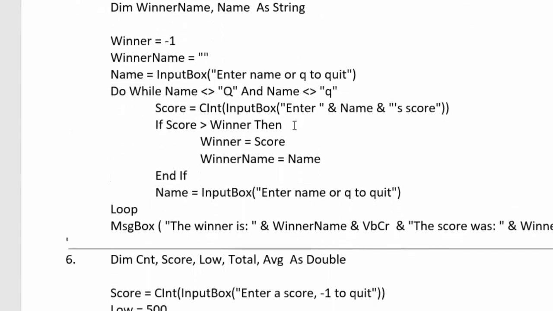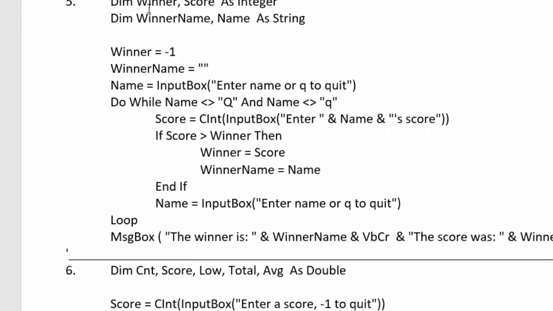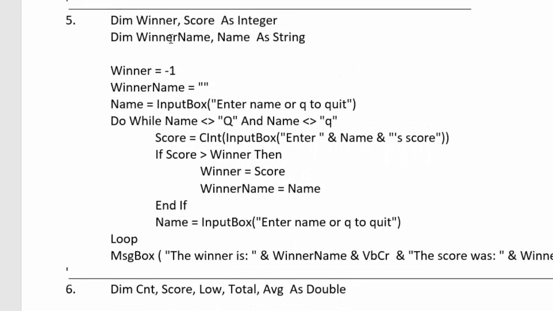Let's look in this example. We have variables winner, score, winner name, and name. Let's see what the LCV is. Again, the best place to look first is in the test. Name is in the test. Is name being initialized? Yes, it is. Is it being updated? Yes, it is. So it turns out that name is our LCV in this problem.